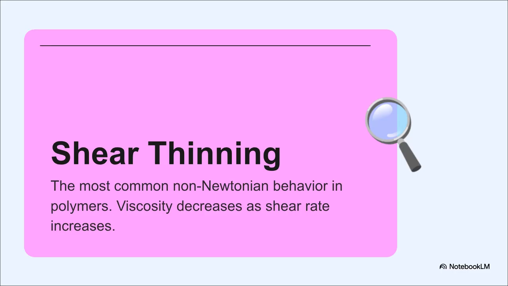The most common way polymers misbehave is through something called shear thinning. Let's go back to that ketchup bottle. When it's just sitting there, all the long polymer chains inside are tangled up like a bowl of spaghetti. But when you shake it, when you apply shear, those chains start to untangle and line up in the direction of the flow. That makes it way easier for them to slide past each other, so the viscosity drops. The more you shear it, the thinner it gets.